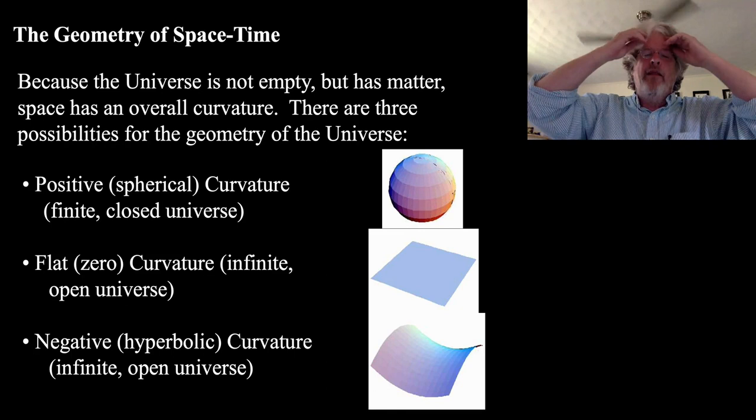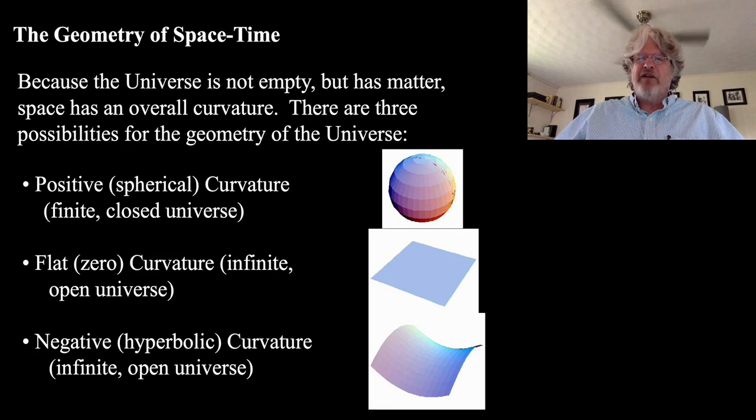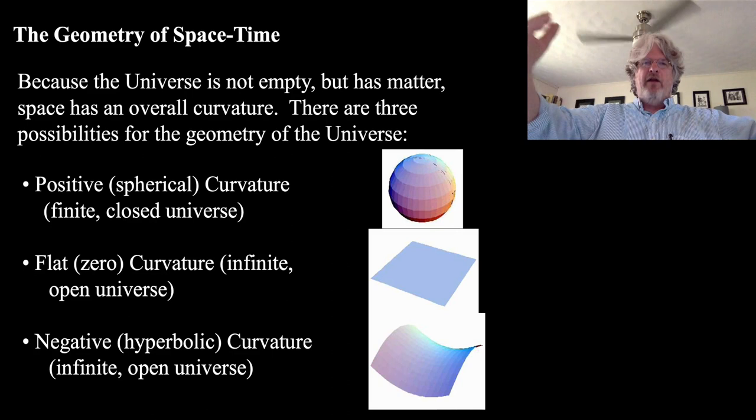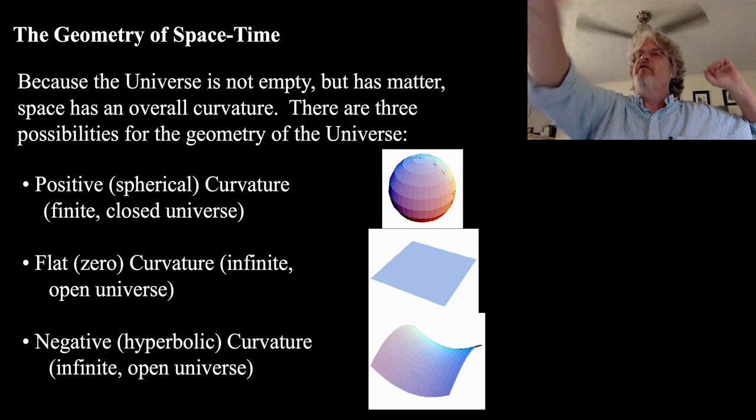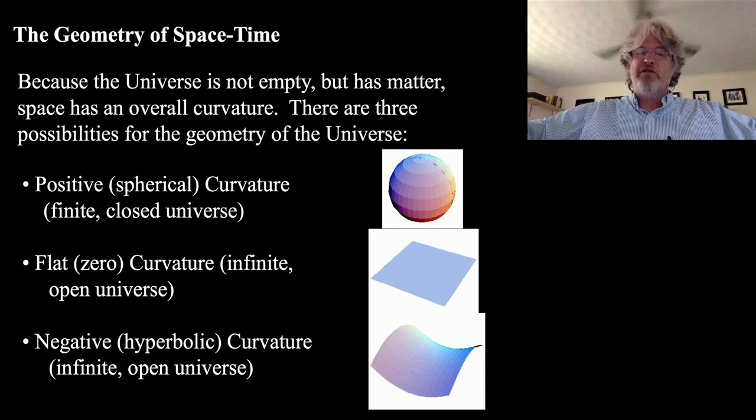And then the third possibility is referred to as negative curvature. That's where space actually sort of curves away from itself. Looking at space, it expands basically in front of you. The space in front of you gets larger and larger and larger. So that's another example of an infinite open universe where you can head off in any direction and you will never come back to where you started. And it will also continue to expand forever. It won't stop. It will always be expanding.